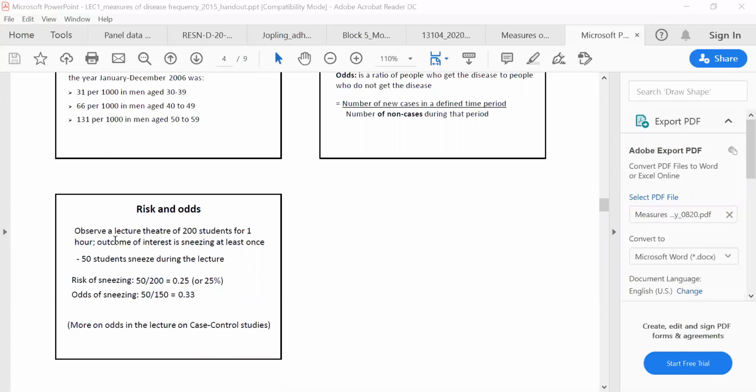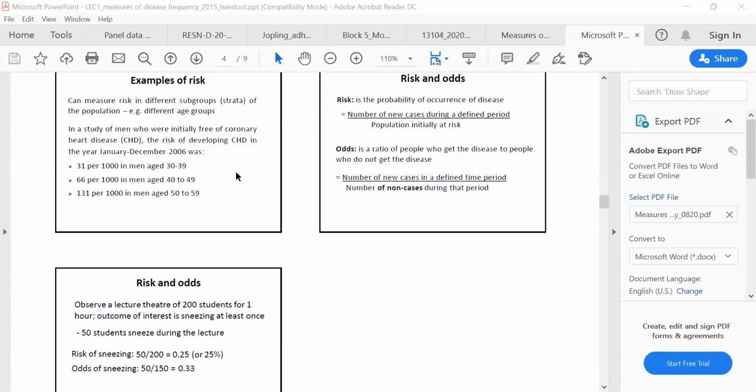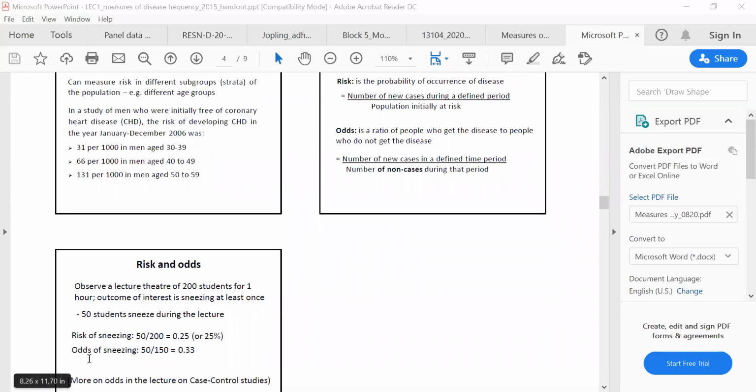Observe a lecture theater of 200 students for 1 hour. The outcome of interest is sneezing at least once. 50 students sneezed during the lecture. What is the risk of sneezing? From our formula, the number of new cases during a defined period over the population initially at risk. Our population is 200. How many people sneezed? There were 50. So the risk of sneezing is 50 over 200. You get 25%.